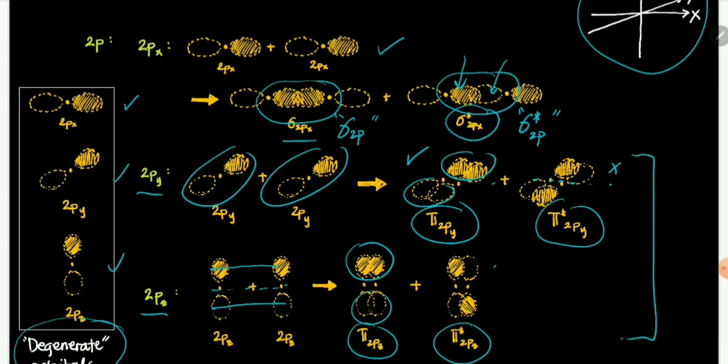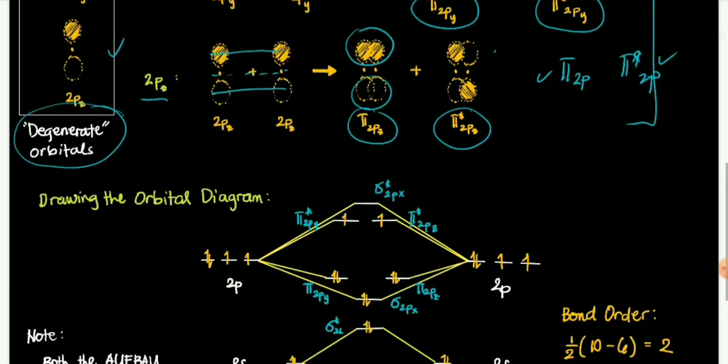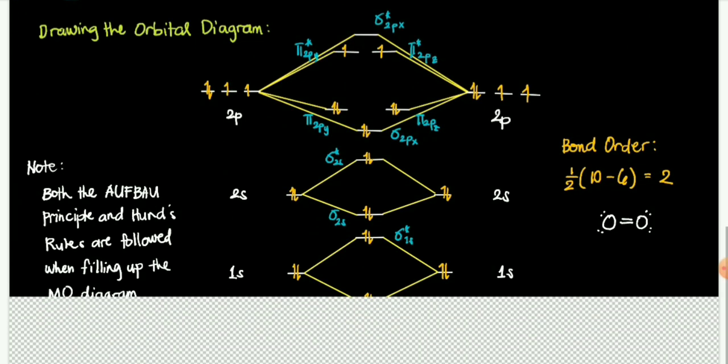So 2py and 2pz are both pi bonds. So ibig sabihin parehong-pareho lang sila ng energy ng molecular orbital. So pwede natin siyang i-generalize as pi 2p and pi star 2p. Pero may tig-dalawa silang molecular orbitals. Okay? So dalawang orbitals for the pi 2p, dalawang orbitals din for the pi star 2p. Okay? So now, we can draw the molecular orbital diagram.